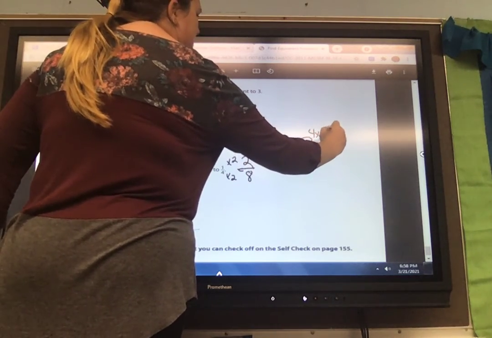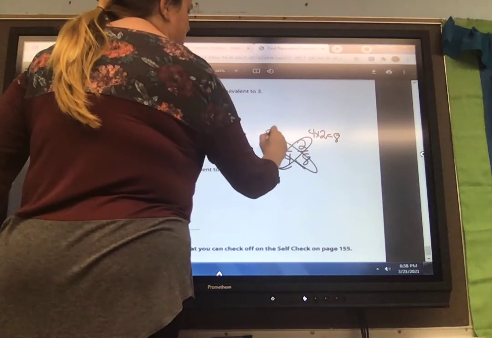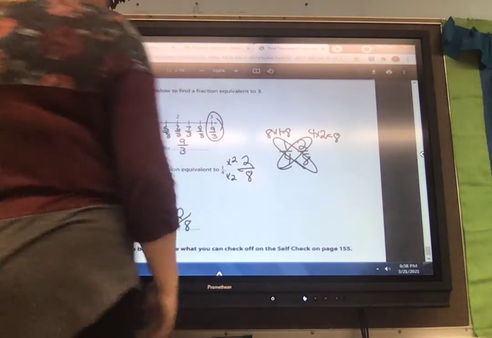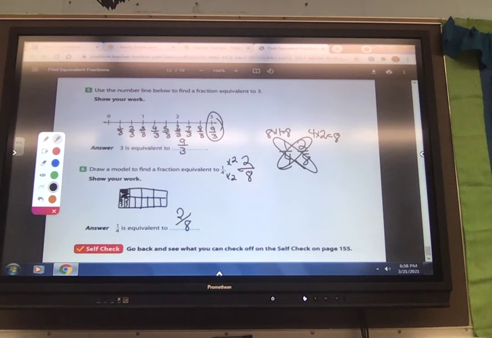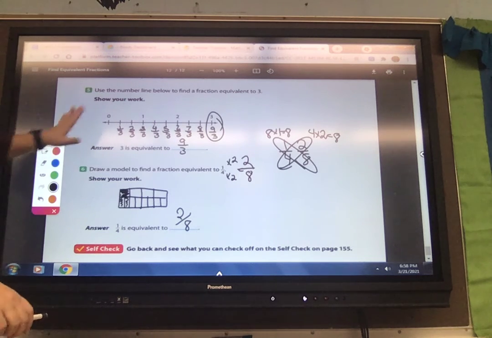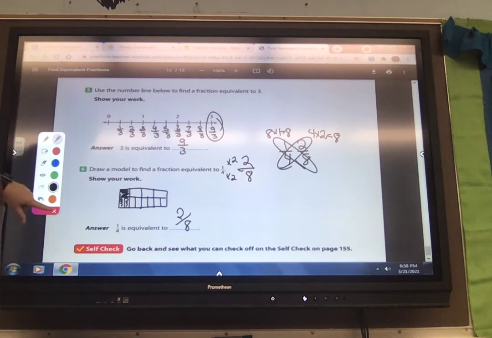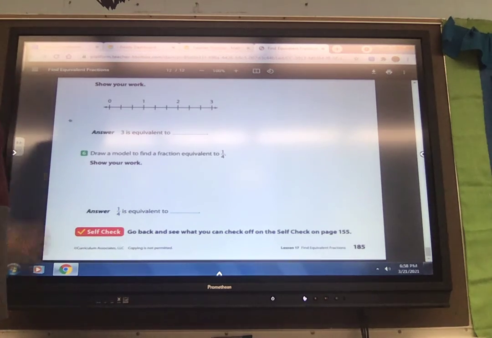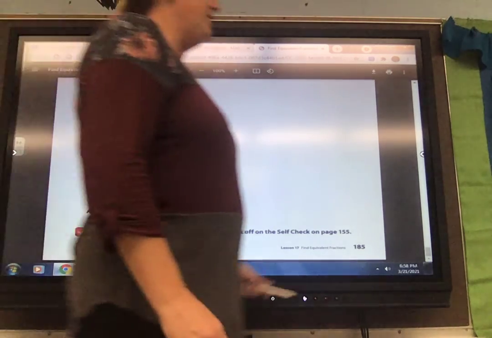4 times 2 is 8. 8 times 1 is 8. So I know they are definitely equivalent fractions. There's more than 2/8, but I'm going with 2/8 because it's just times 2. All right, and that's it on equivalent fractions.